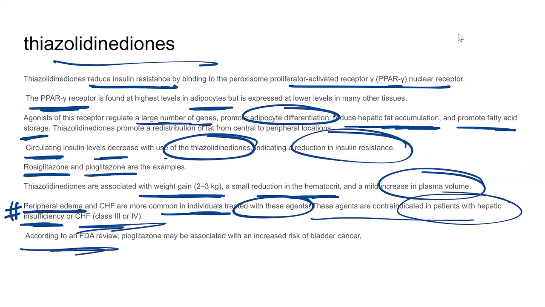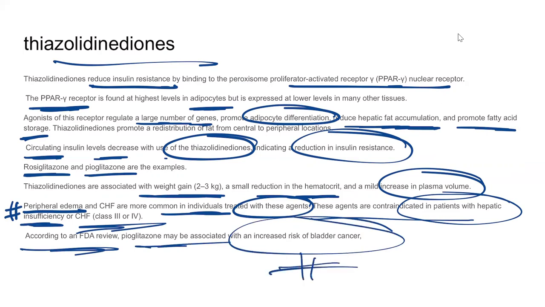According to an FDA review, pioglitazone may be associated with increased risk of bladder cancer, although it is not proven, but generally we avoid it in patients having increased risk of bladder cancer.